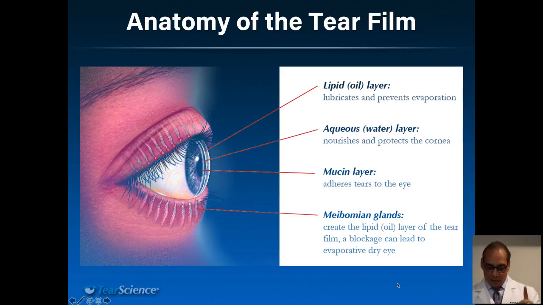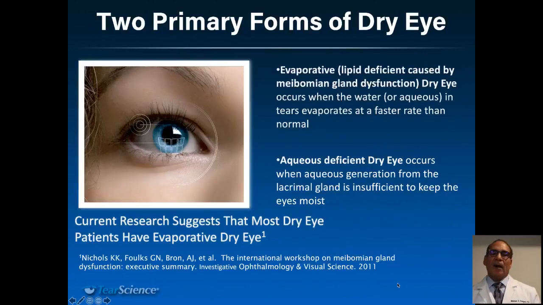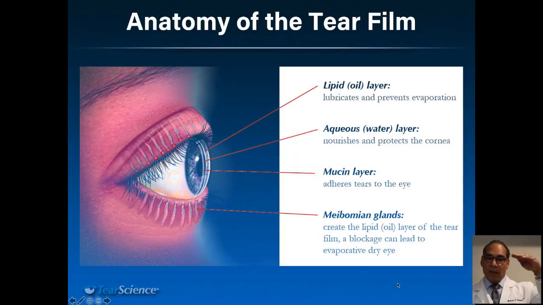However, newer studies show that 80% of the time, if a person has dry eye, it's because they're lacking the top and bottom layers of oil, because that's what holds all the tears together and holds them onto the surface of the eye.